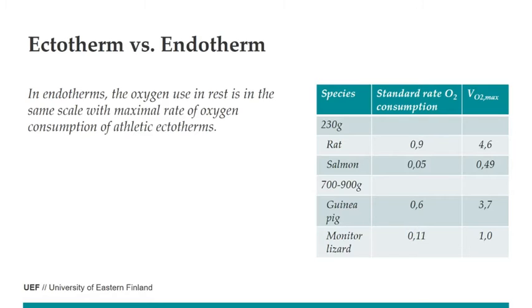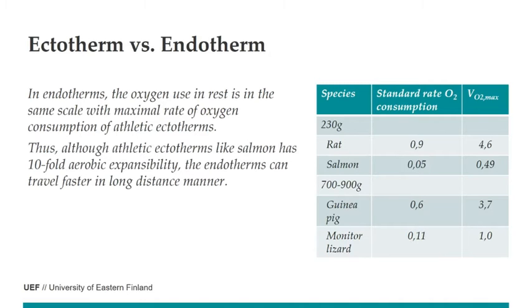So that's why we endotherms waste a lot of energy. But the good thing is that when we increase 5-fold like the rat, or 10-fold, then we can produce a lot of energy. And that makes it possible to travel fast over long distances. So that's why migrating animals are endotherms.